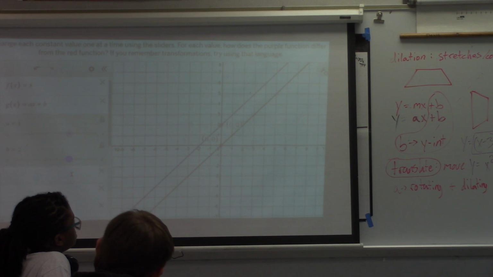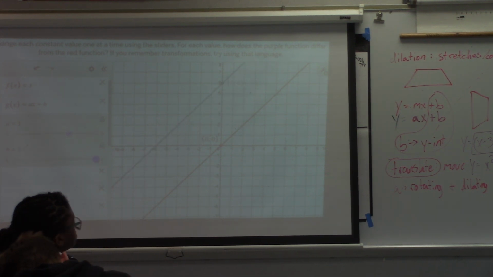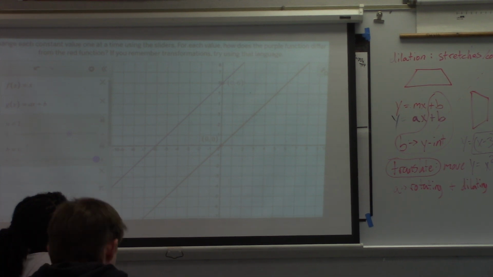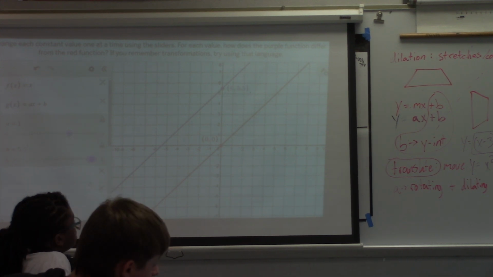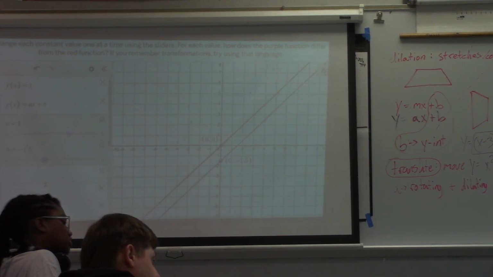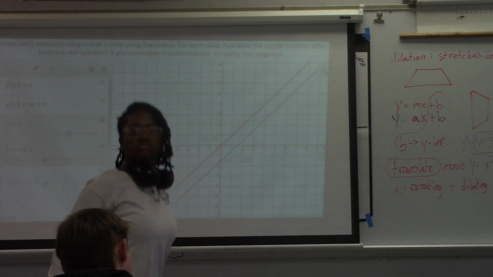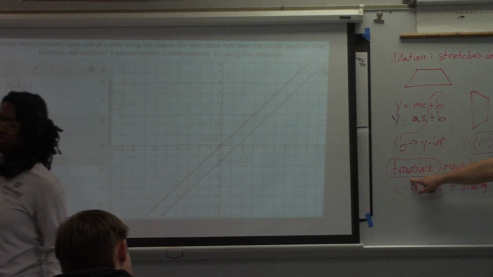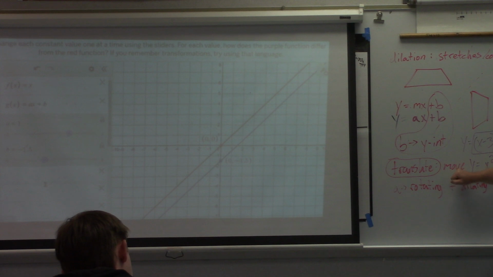It's being moved up or down? No one remembers the transformation word for moving up and down? Transition. You're super, super close. Say it louder, Kyle. Translation. So when we move things up and down, it's called a translation. Translate means to move. So things are being translated here.